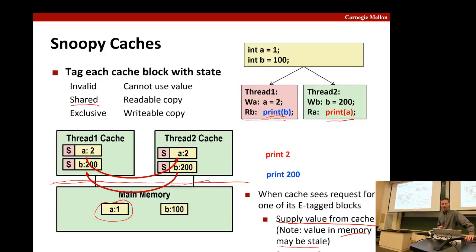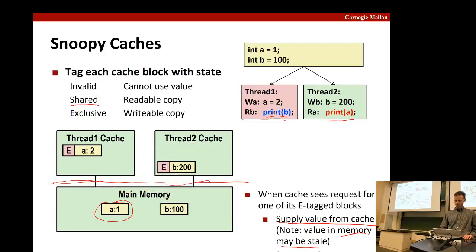Wait, so when thread 2 decides to look for A, why does it go to thread 1's cache, not its own cache? You're right. It would first look at its own cache, and it would be a miss. A is not here. Before, it went to the main memory and got the stale value. Now with snoopy caching, which is a way of coordinating the caches and keeping them consistent, when this request for A goes out on the bus, this one doesn't reply, this one does. And that's how you get the most recent value.